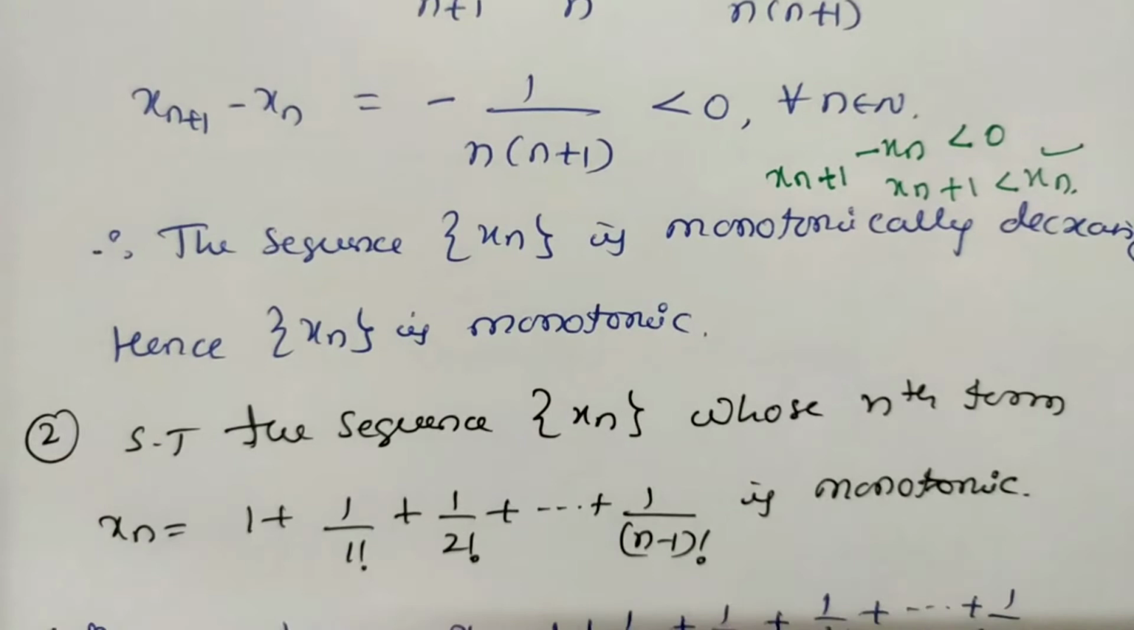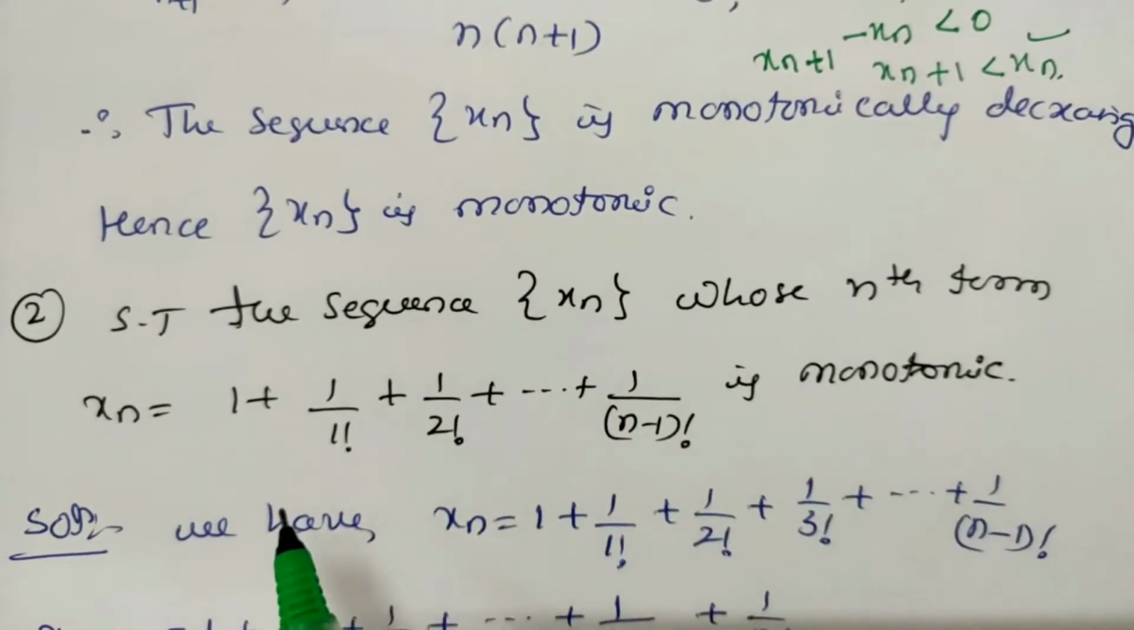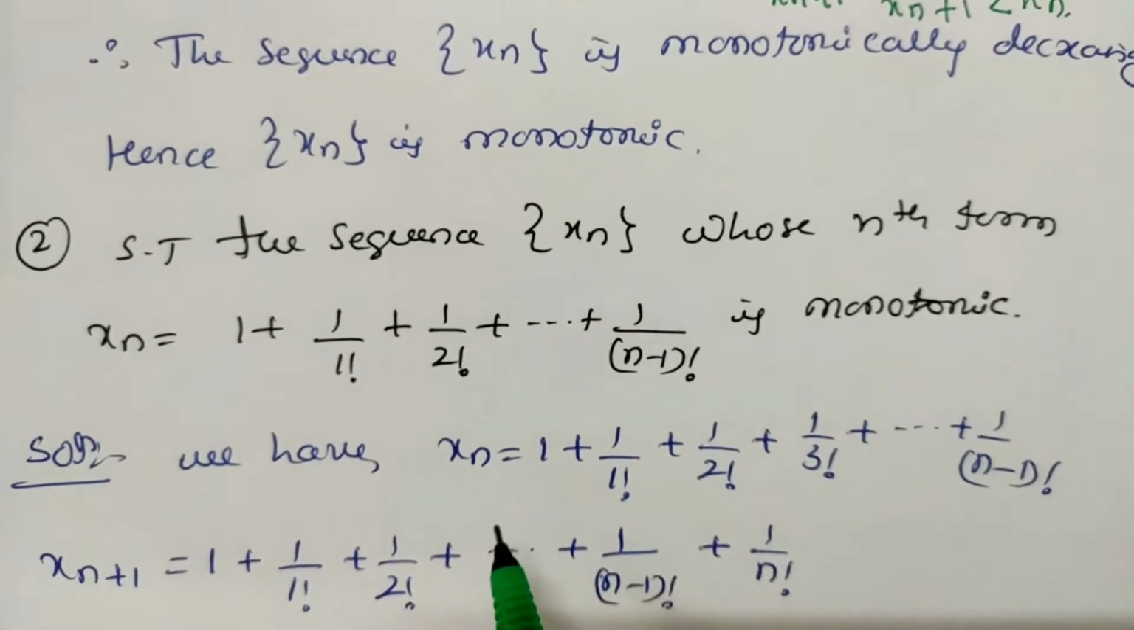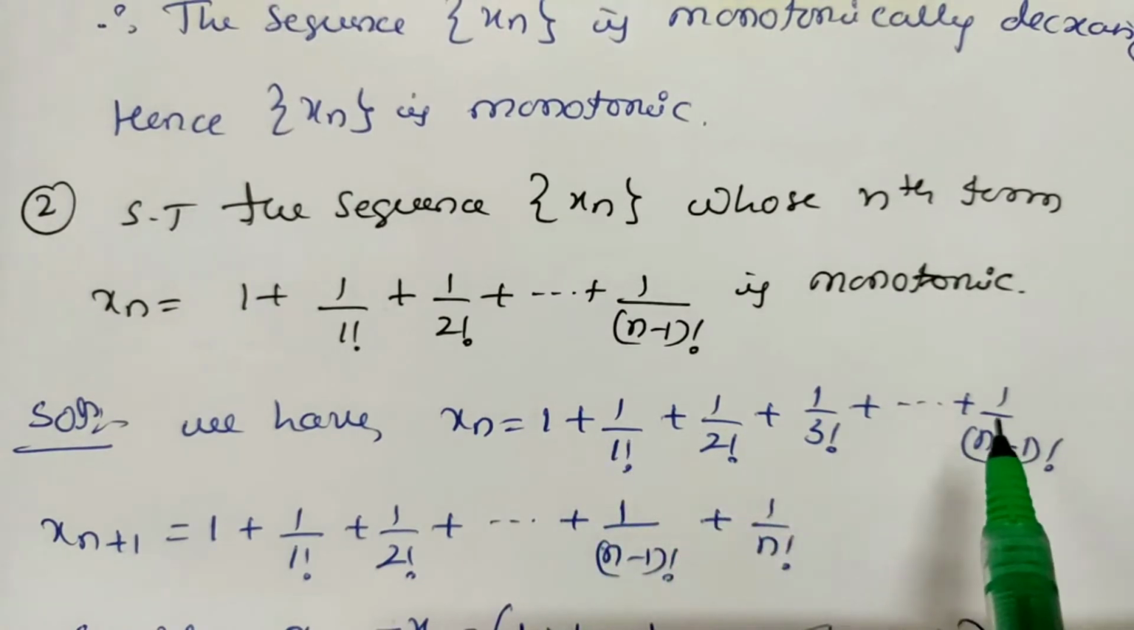Take one more example. Show that the sequence xn whose nth term is xn is equal to 1 plus 1 by 1 factorial plus 1 by 2 factorial etc. up to 1 by n minus 1 factorial is monotonic. We have xn is equal to 1 plus 1 by 1 factorial plus 1 by 2 factorial plus 1 by 3 factorial etc. up to 1 by n minus 1 factorial.